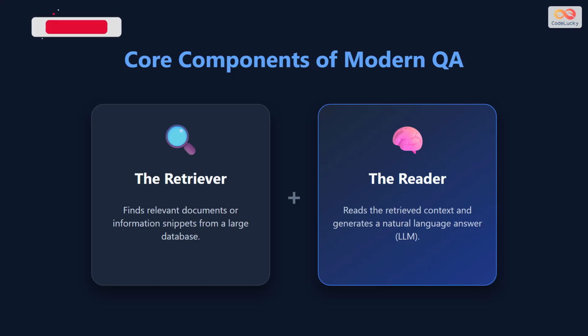Modern question answering systems are typically built from two main components. First, there is the retriever. Think of this as a super-fast librarian that finds the right book. Second, there is the reader or generator. This is the smart assistant that reads the book and summarizes the answer for you.